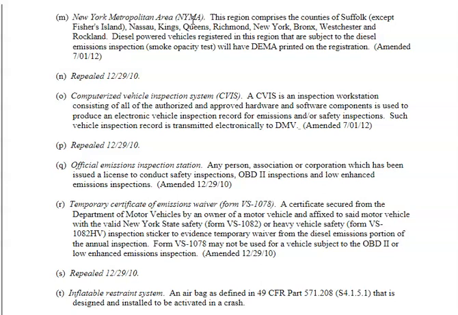Letter O, the computerized vehicle inspection system. This is the computer that you've probably seen within our lab where we do New York State inspections. So again, it's a dedicated inspection workstation and all the software and hardware that's required to input the inspection result. An official emissions inspection station is a station or facility, repair facility, that is licensed to do emissions inspections.